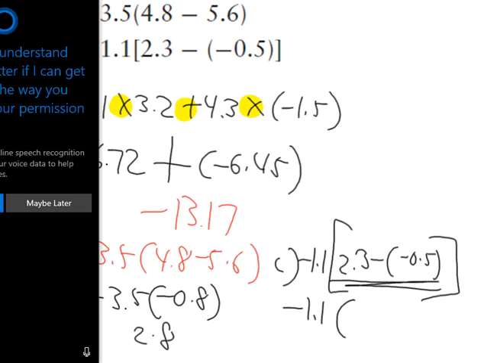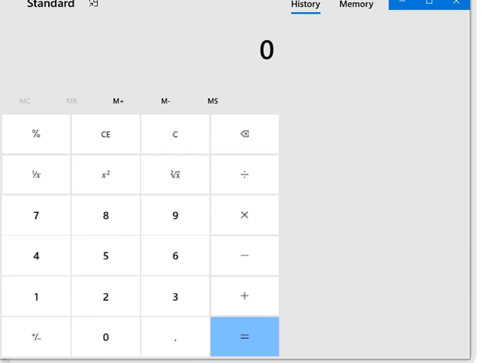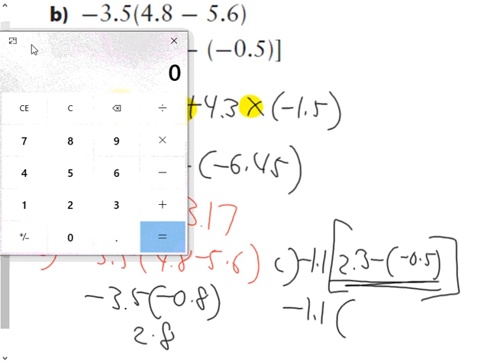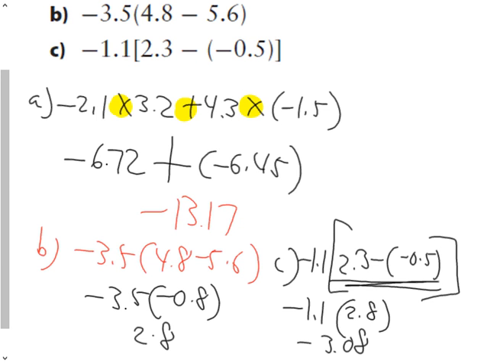So I'm going to take my calculator right here. And I'm going to take 2.3 take away negative 0.5 equals 2.8 positive. And then I'm going to take that 2.8 and multiply it by a negative 1.1. And that's going to give me a negative 3.08. Okay, any questions on that?